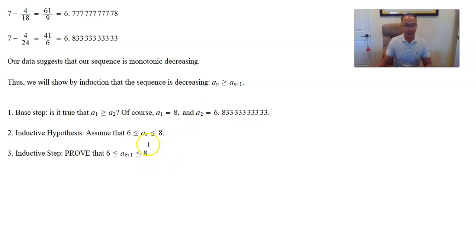Okay, so next, inductive hypothesis. We will change this, and we will assume that A sub k is greater than A sub k plus 1, right? We already know that this inequality is satisfied when k equals 1. So we know that there's at least one case where it's true. We will finally prove that this inequality is true when we replace n with n plus 1. So a sub n becomes a sub n plus 1, and a sub n plus 1 becomes a sub n plus 2, which is n plus 1 plus another 1. So we will prove that a sub n plus 1 is greater than a sub n plus 2.